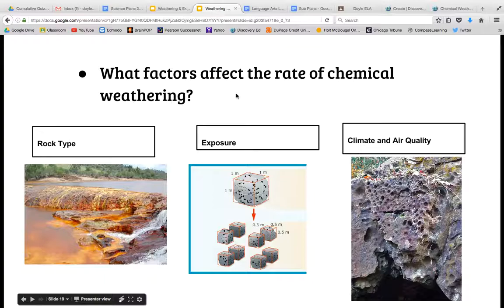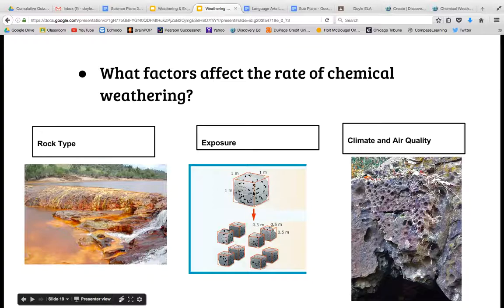What factors affect the rate of chemical weathering? Sometimes chemical weathering could happen really slowly or it could happen really quickly. That's what we mean by rate, the speed of chemical weathering. It could be the rock type. If there's rocks that contain iron, they could rust really easily. If that rock is buried deep underground, then it won't come to the surface for millions of years. But once it does, then it starts to chemically weather.